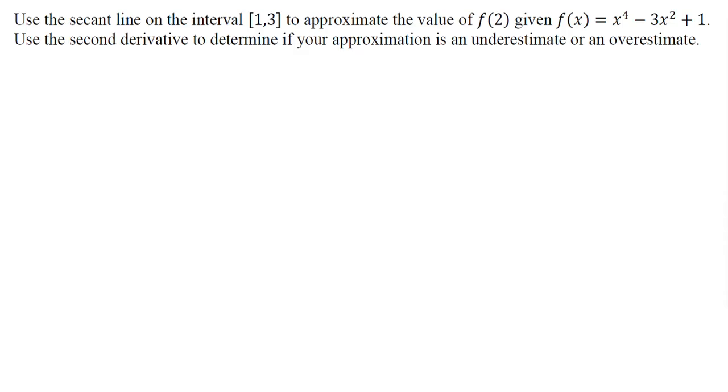All right, for our second one here, we're going to use a secant line on the interval from 1 to 3 to approximate the value at 2 for this function. So in order to use a secant line to do the approximation, we need to find the slope through the points at 1 and at 3. So we need to do f of 3 minus f of 1 over 3 minus 1. And so we'll need to find f of 1 and f of 3.